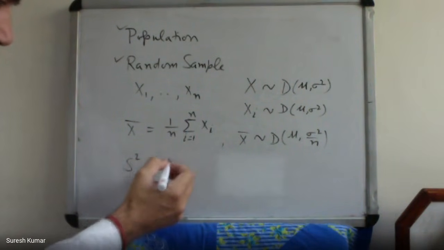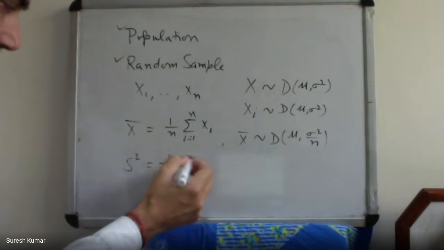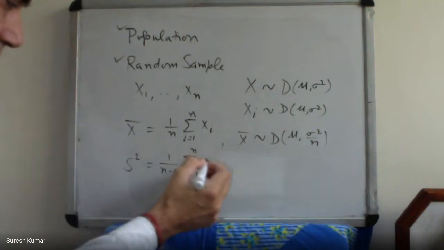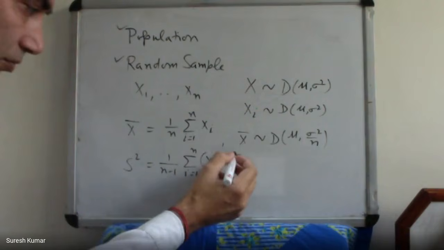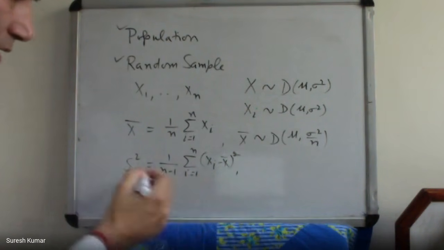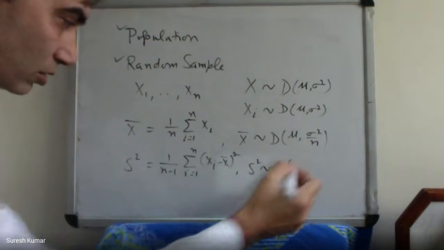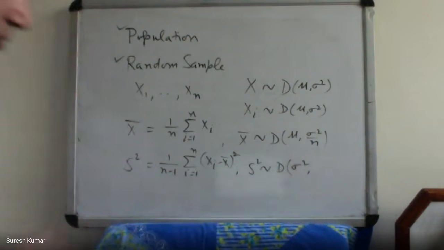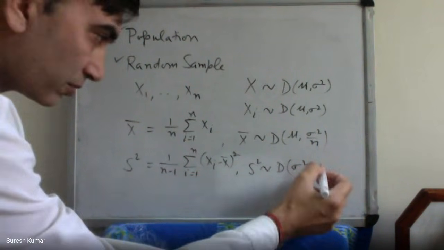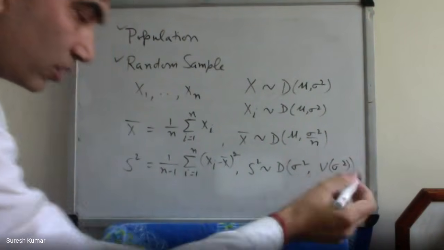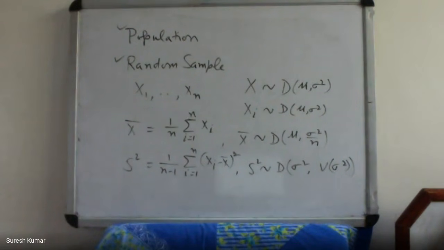Then we learned about sample variance. It's defined as 1 over n minus 1 summation i varying from 1 to n, xi minus x bar whole square. It is again a random variable that follows a distribution with mean sigma square and variance v sigma square, where v sigma square has a formula like 1 over n expectation of x minus mu whole power 4 minus n minus 3 over n into n minus 1 sigma power 4. Okay.